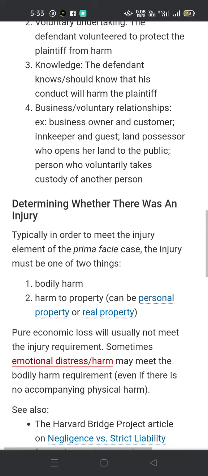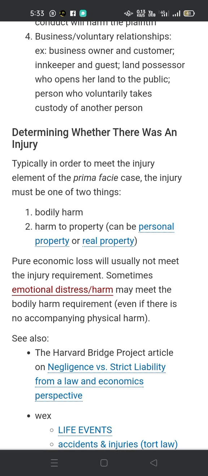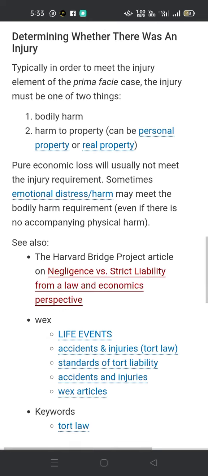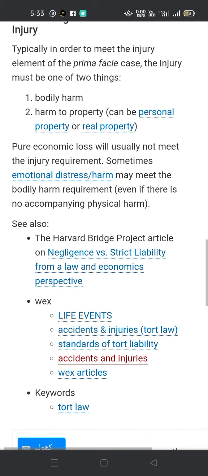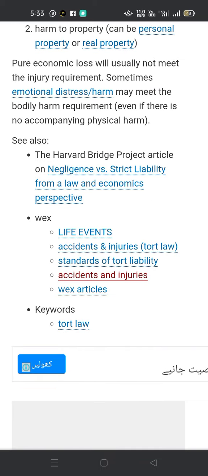Determining whether there was an injury. Typically, in order to meet the injury element of the prima facie case, the injury must be one of two things: bodily harm, or harm to property, which can be personal property or real property. Pure economic loss will usually not meet the injury requirements. Sometimes emotional distress harm may meet the bodily harm requirements, even if there is no accompanying physical harm. See also the Harvard Bridge Project article on negligence versus strict liability from a law and economics perspective.